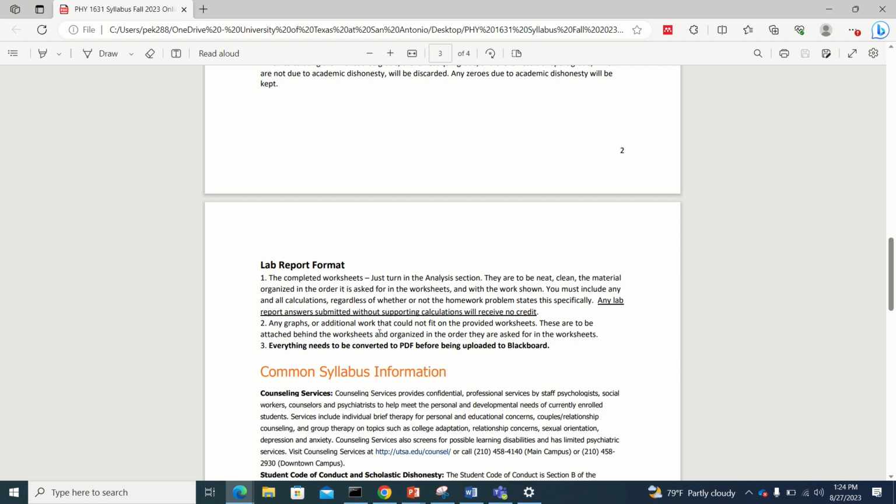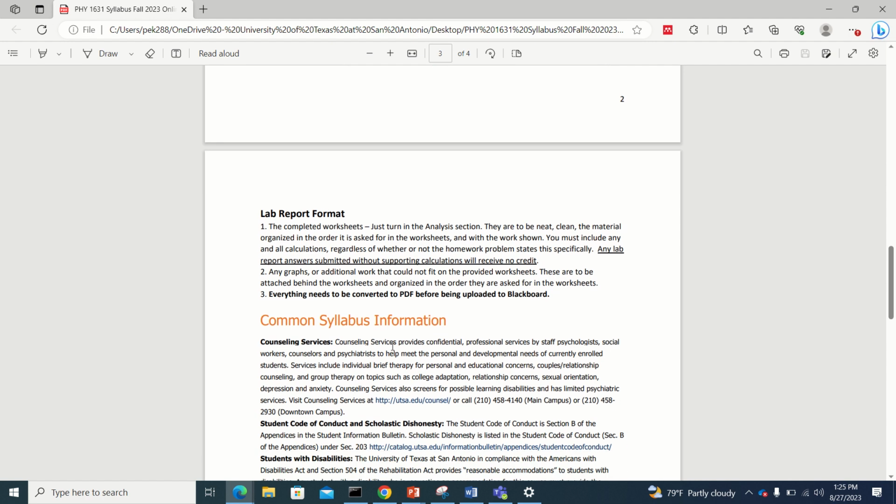This might not be as big an issue with Canvas because we're switching to Canvas, but when we were working with Blackboard, there were some Word formats I wasn't able to read, and if I can't read your documents, I can't grade them. So I encourage you all to upload everything in PDF format, and we'll go from there.